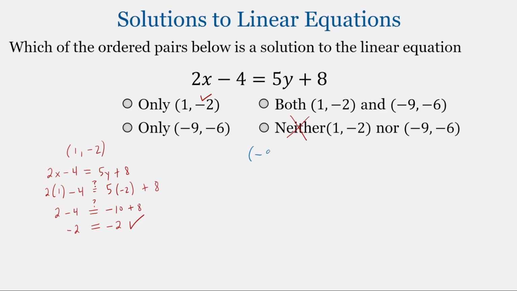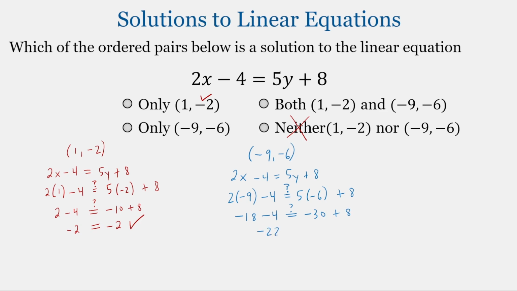Now let's look at negative 9, negative 6. And we'll plug those values back into the original equation. So we have 2 times negative 9 minus 4 equal to 5 times negative 6 plus 8. We need to determine if this is equal. We have negative 18 minus 4. And is that equal to negative 30 plus 8?